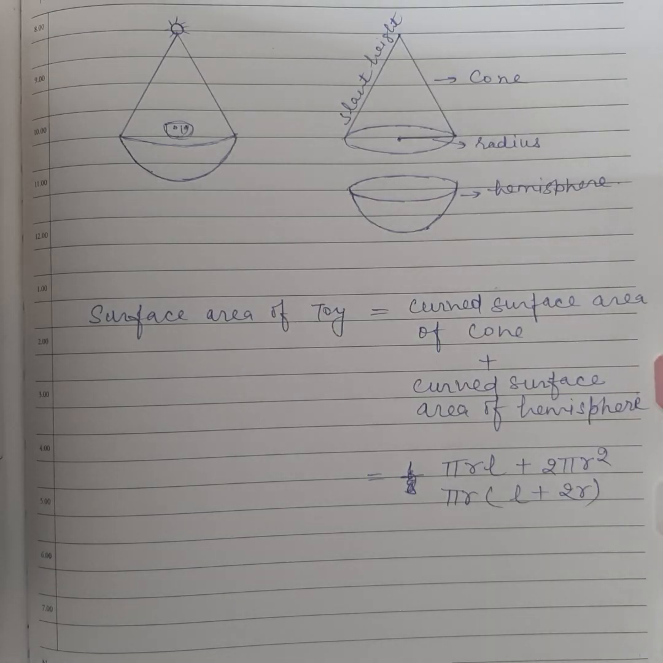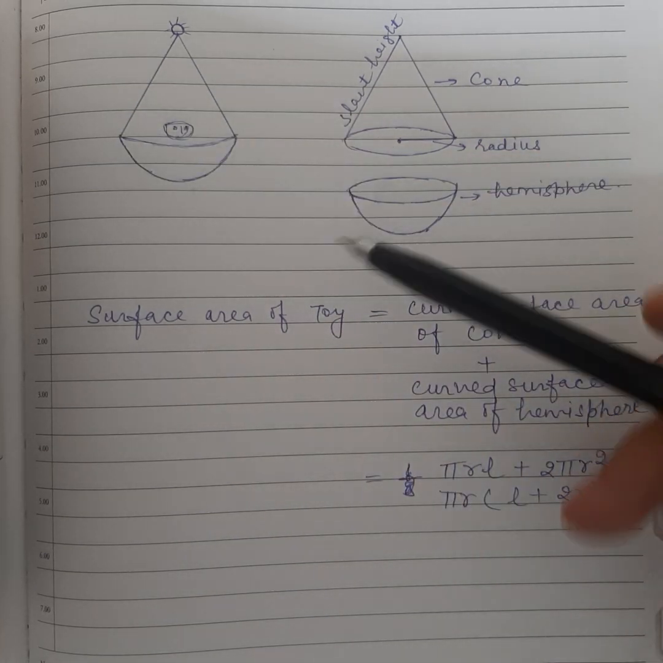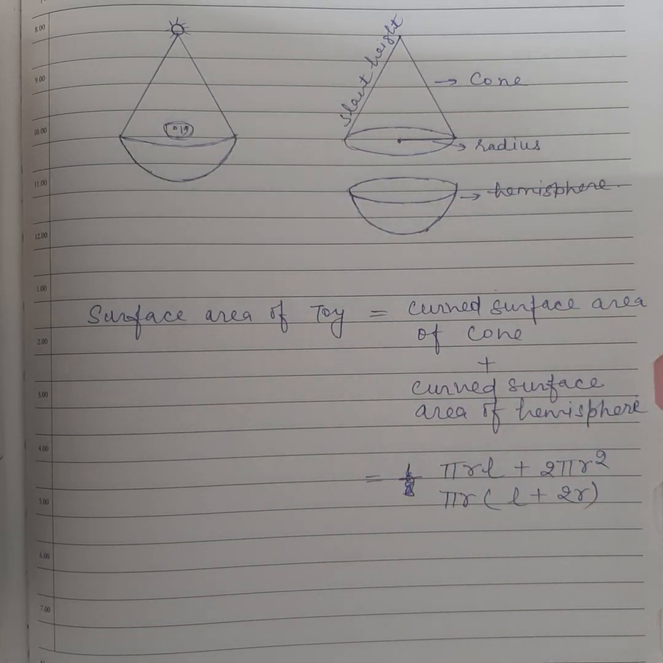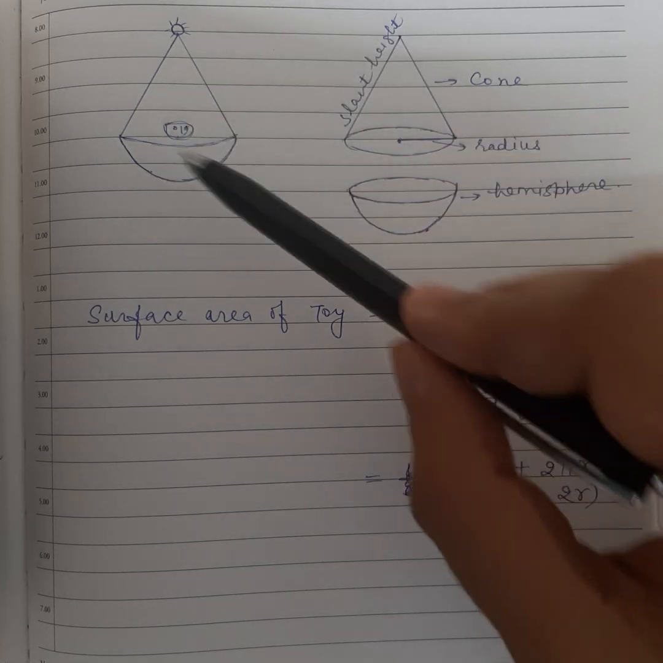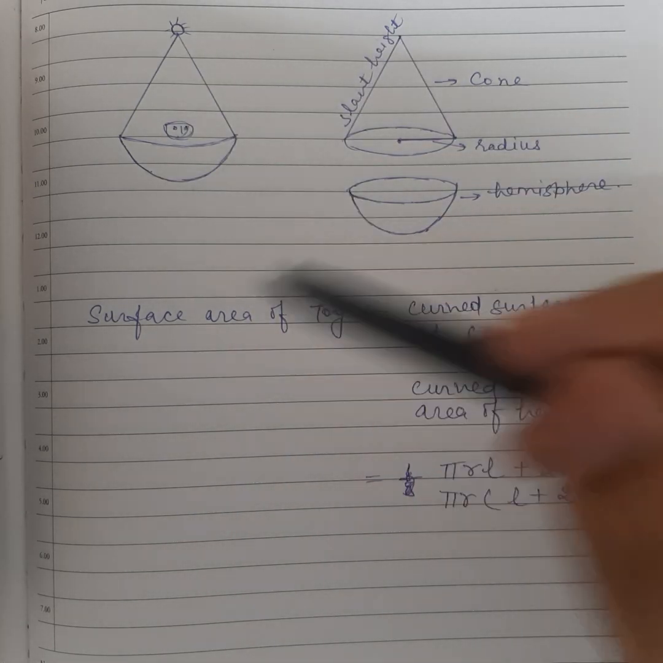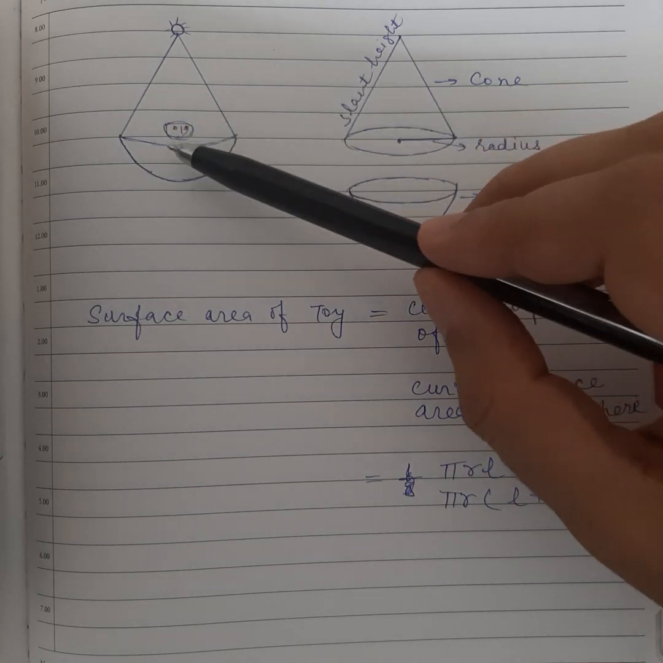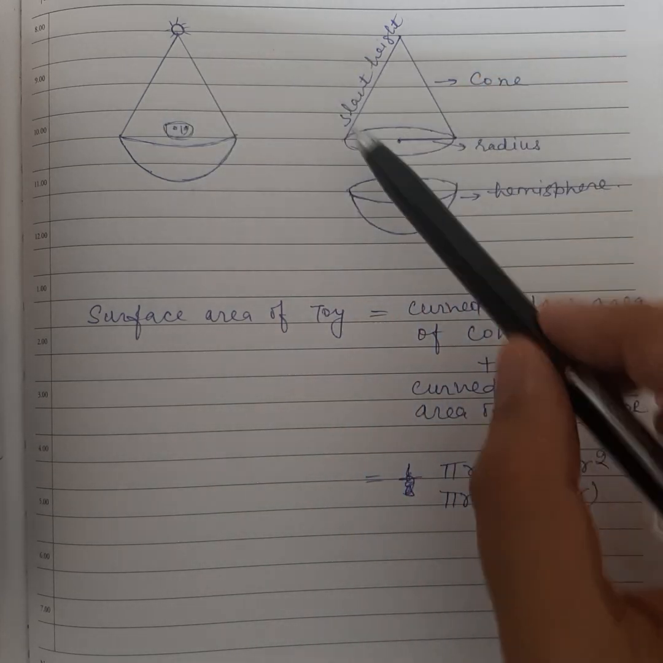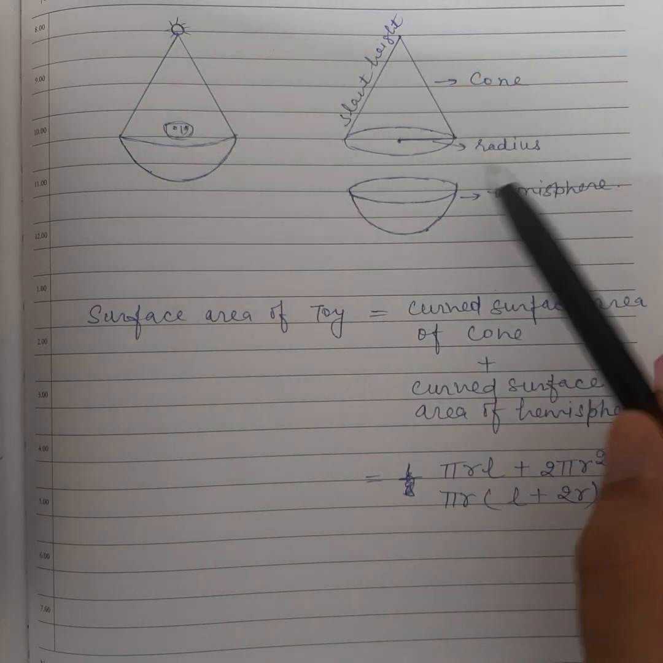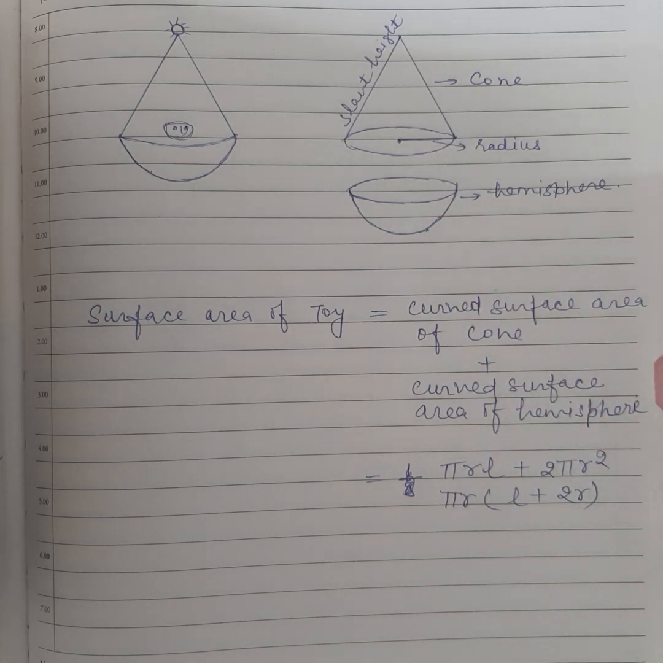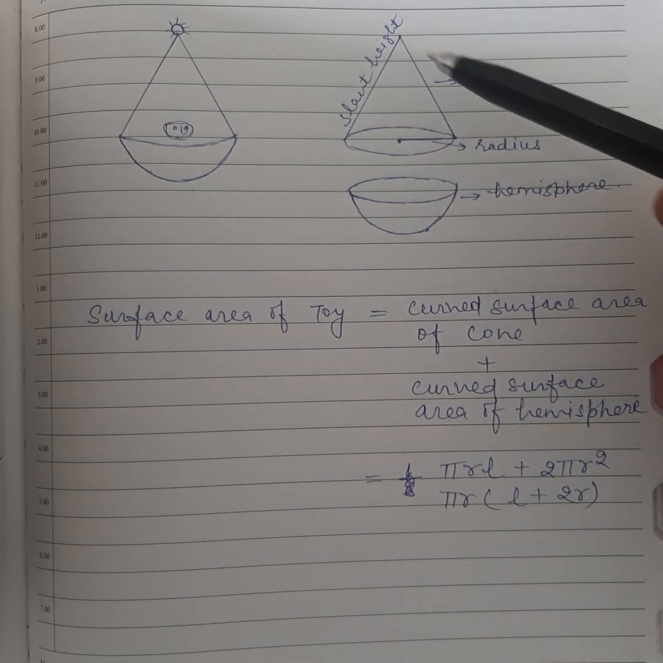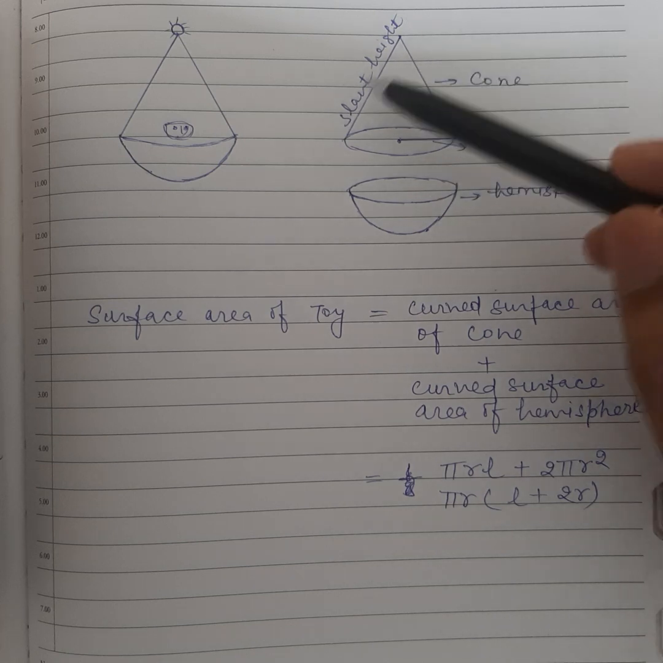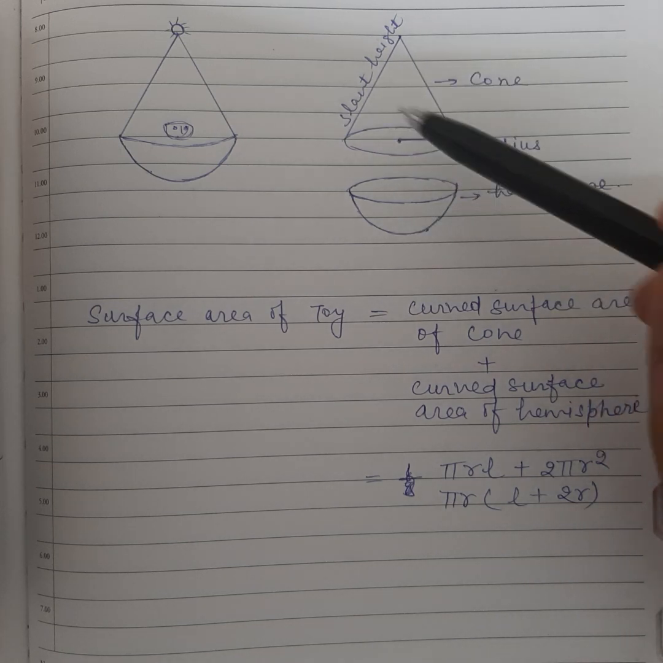So let's learn another example of a combined solid figure. This is a top or a toy or maybe a decorated piece. So let's see how to calculate the surface area of this figure. This figure is made up of two figures. One at the top is a cone, and then we have a hemisphere at the bottom of this figure. So to calculate the surface area, we'll have to find the curved surface area of both the figures.